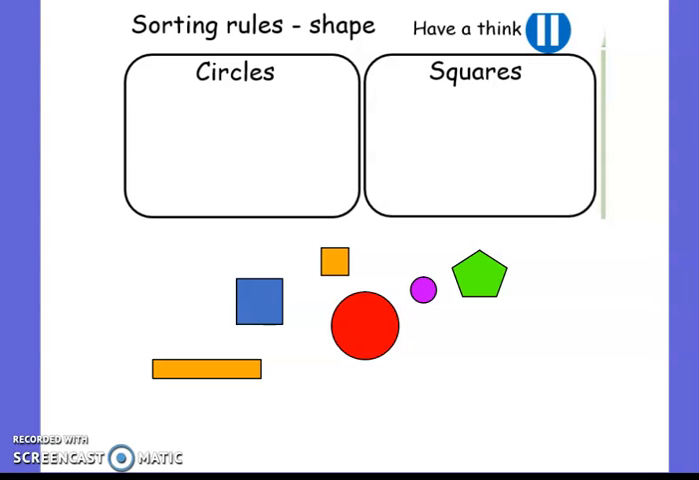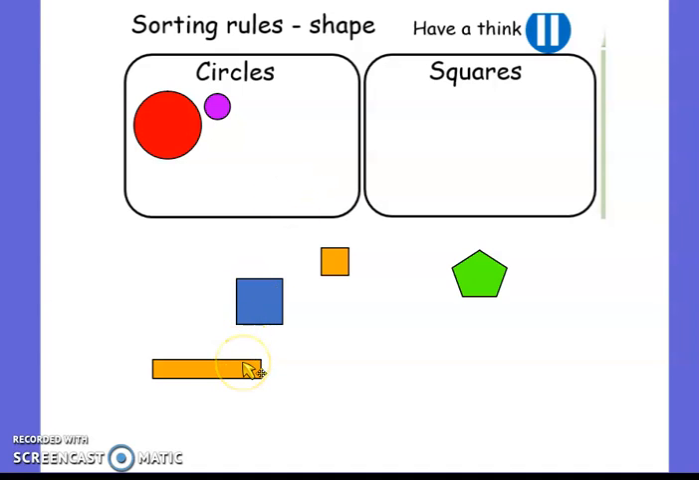I've got a different sorting rule this time. My sorting rule is by the shape. So I've got circles and I've got squares, it says here. So that's a circle. Putting that in the circles box. I've got another circle here, teeny one.